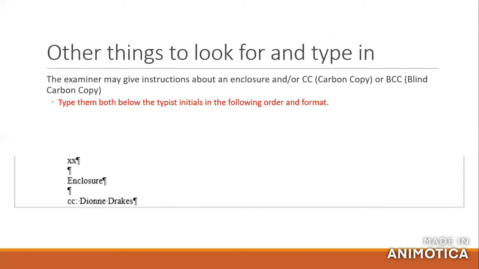So when you're looking, you see the XX, that's the typist initials, and then under that you would put the enclosure, and then under the enclosure you would put the carbon copy or the blind carbon copy. Now it needs to be in this order, so remember: typist initials, enclosure, carbon copy or blind carbon copy.